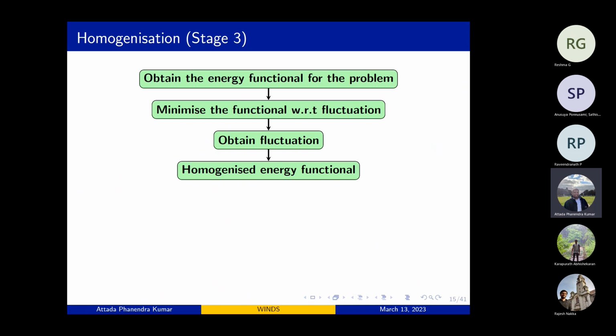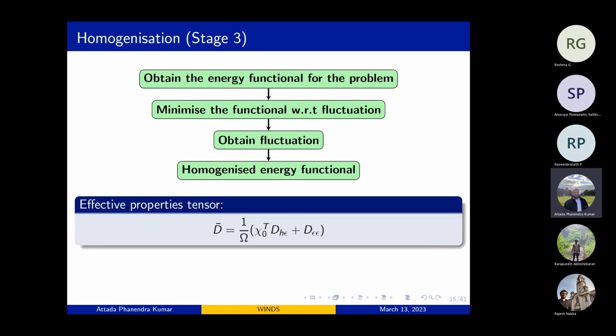So you'll obtain the energy functional for the defined problem. And there are fluctuations when compared between the macroscopic scale and microscopic scale. Those are the unknowns for us, which we want to evaluate. We will do the minimization problem and we will obtain those fluctuations. And then we obtain the homogeneous energy function, from which we can obtain the effective properties tensor. So this is a magneto-electroelastic material.